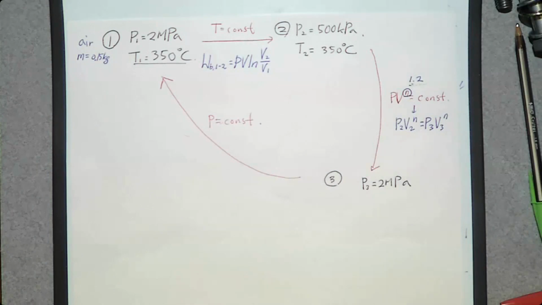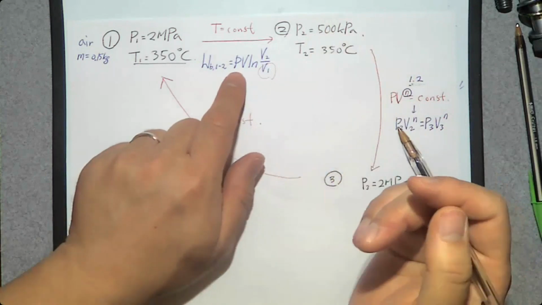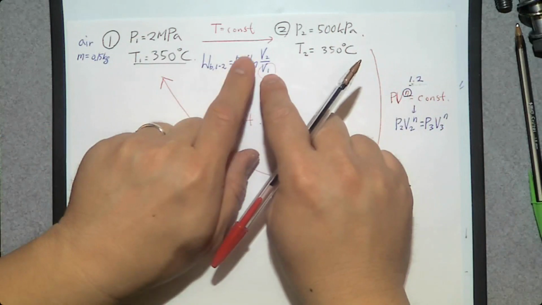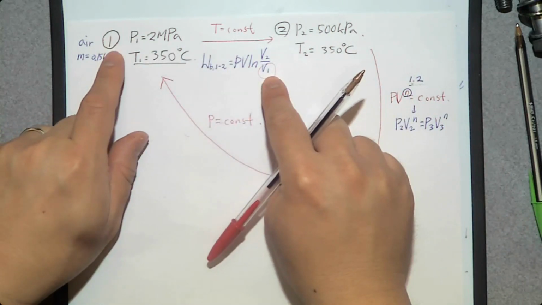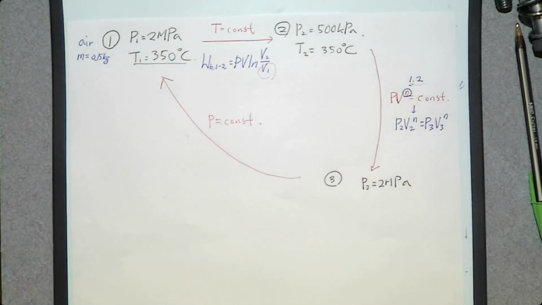Then how can we determine the moving boundary work? Let's see. Do we know V1? We do not know. Do we know P? Yeah, we know P1 and P2, but we do not know the volumes at the initial state and the final state. So we need to determine the volumes.